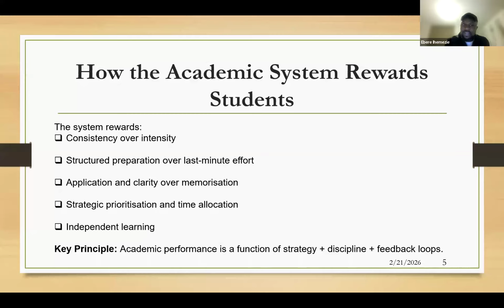So in summary of understanding the academic system, academic performance is generally a function of strategy, discipline and feedback loops. Discipline is a key subject, but time will not permit us to talk about it here. But strategy is very, very important.